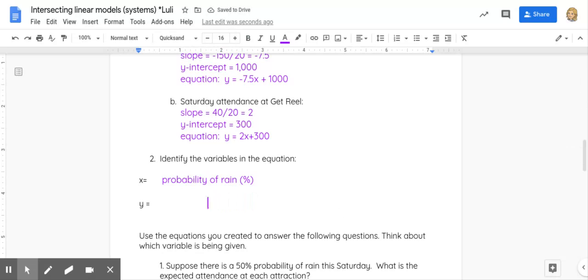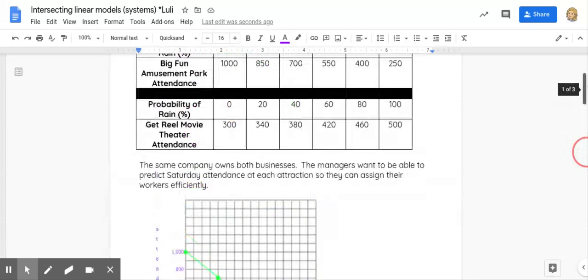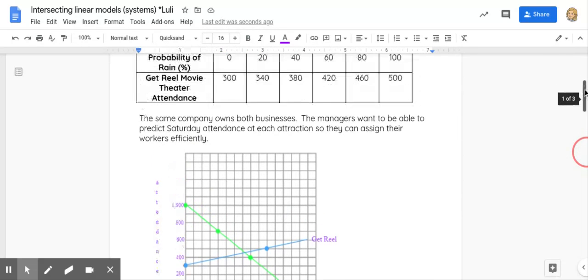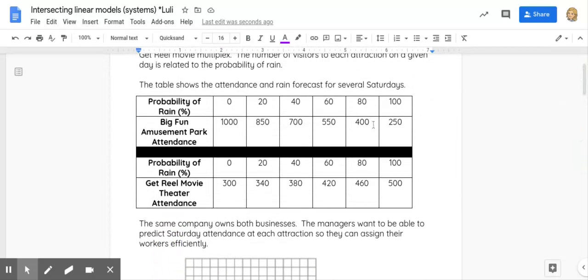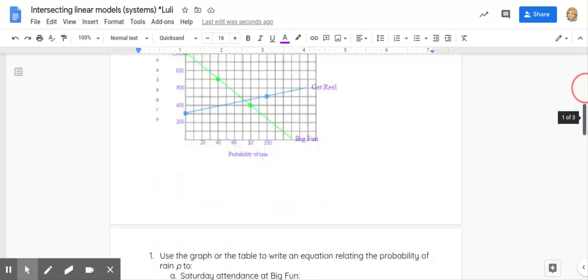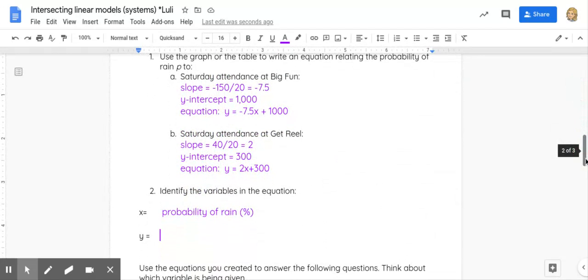And then for our y, we're going to go up and look at the y-axis in our graph, which says attendance. And it's attendance of both of them, so we could use that same label. The only thing is we want to have total of in front of it because we always want to have the y having total of as part of its label. So total of people attending, or total attendance would be fine as well.